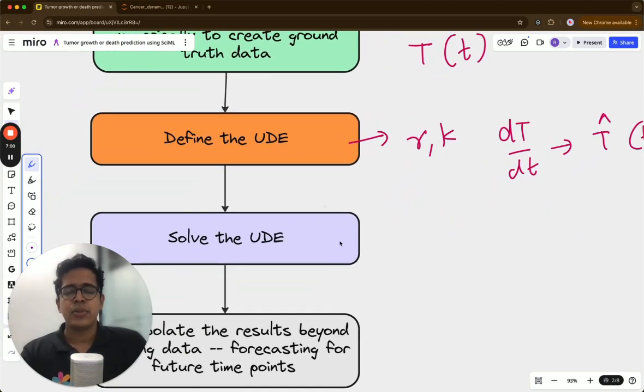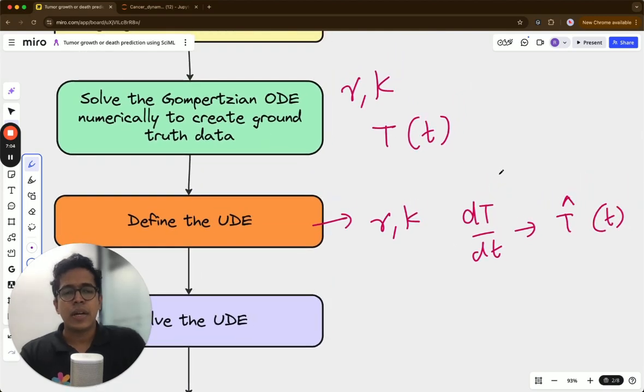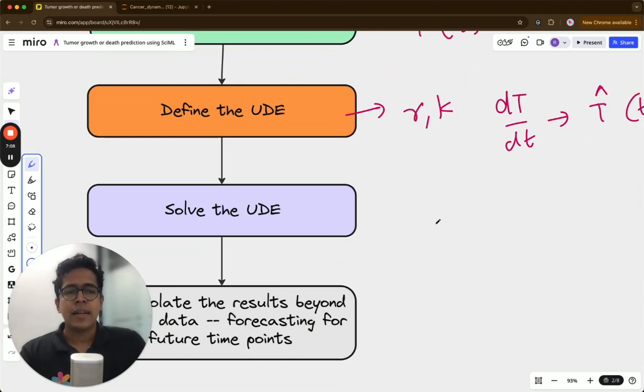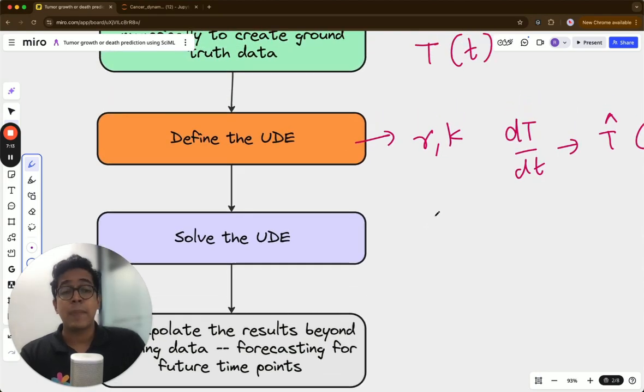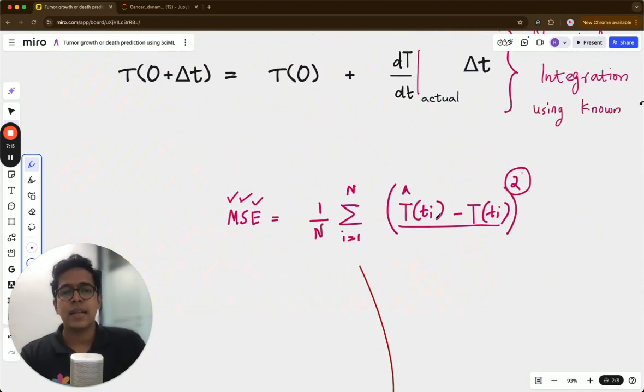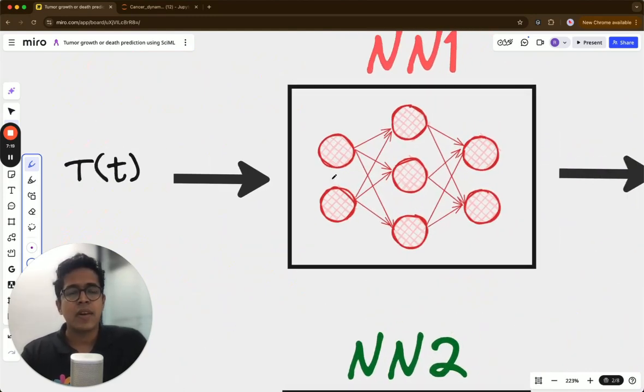Then you solve the UDE. And what do we mean by solve the UDE? We simply mean that you look at the difference between this predicted and actual value of T, and that will be the mean squared error. Then you perform backpropagation so that the neural network parameters, what are the parameters? Those are the weights and biases. So if the input layer has one node, hidden layer has 2 nodes or 10 nodes or whatever, and output layer has 1 node, then there will be weights and biases, which are the parameters existing between the nodes that are connected in the neural network.